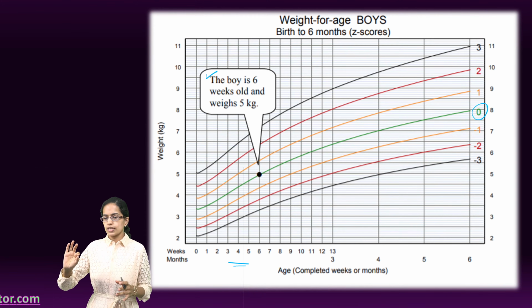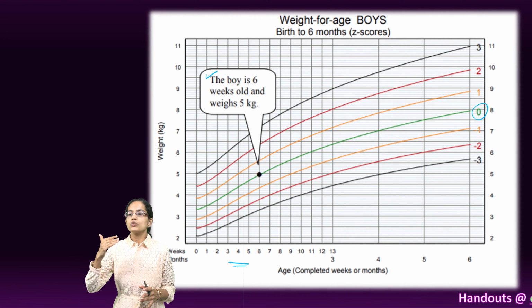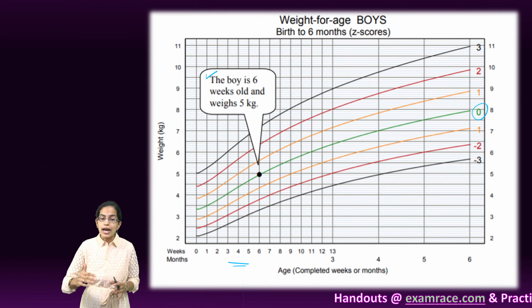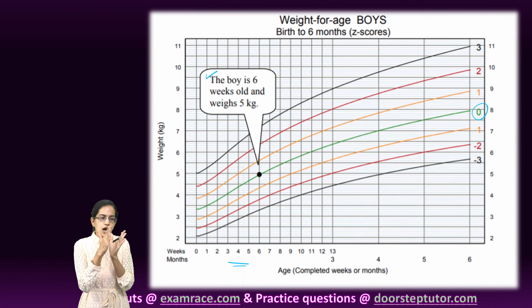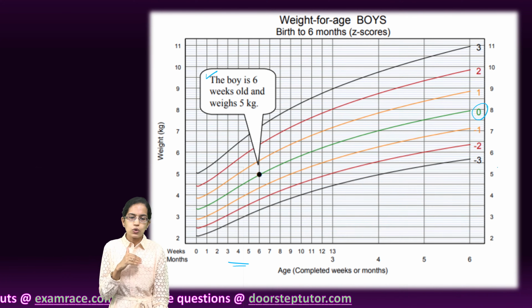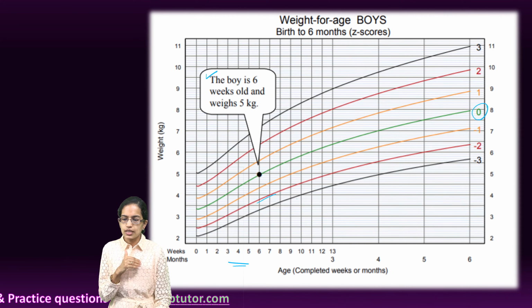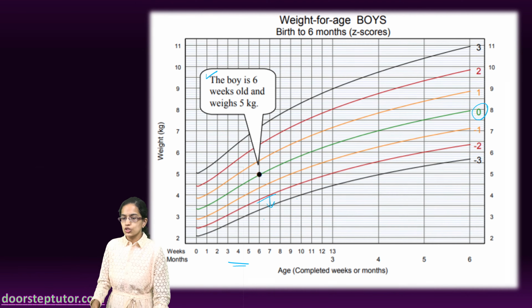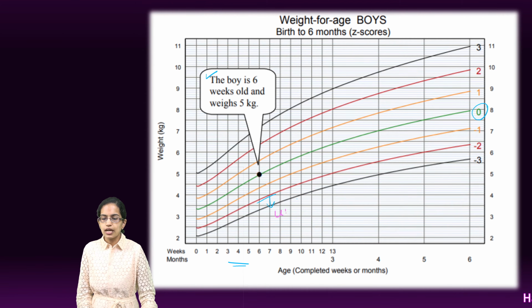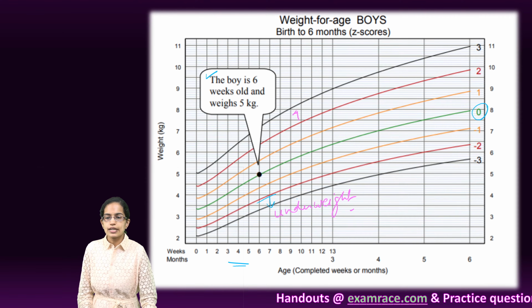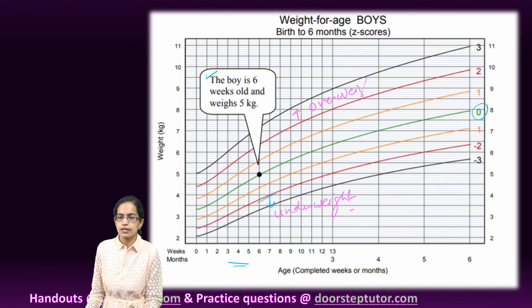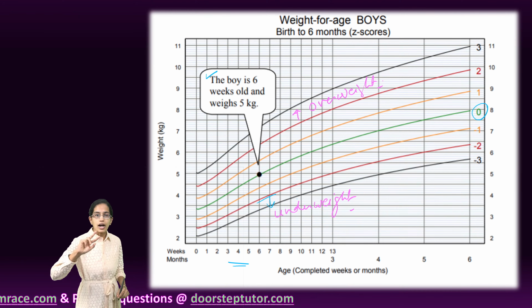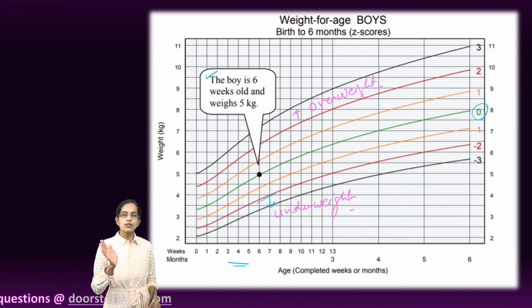So what we need to understand is, if the values are less than -2 z-score, that means -2 standard deviation below the curve, that is the red line that you can see here. If the values are below that, that indicates that the child is underweight. However, if these values are +2 standard deviations and above, it indicates overweight. So we understand the concept of underweight and overweight.